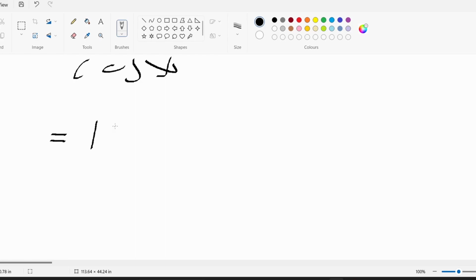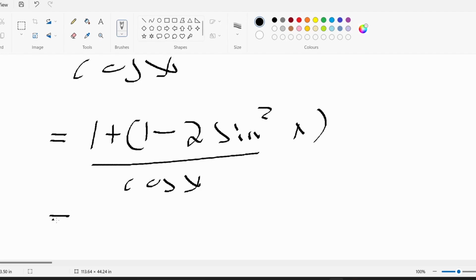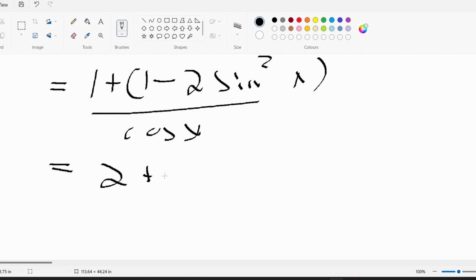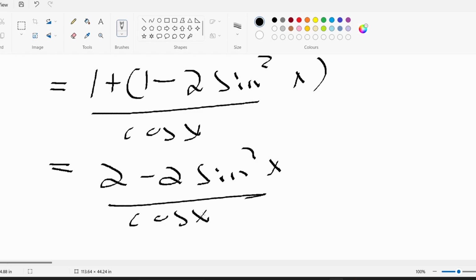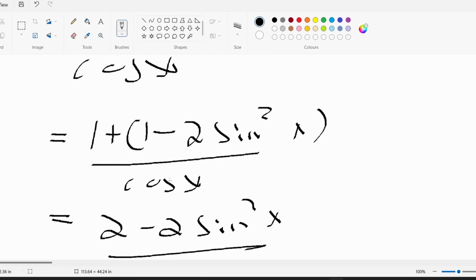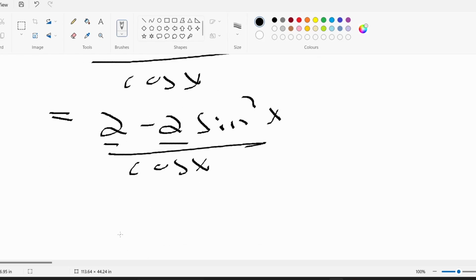The other way of doing it is just rewriting it. Let's use the sine one: 1 minus 2 sine squared x, over cos x. It's just going to equal 2 minus 2 sine squared x over cos x. Now I want to turn this into cos, and I know that both of these share 2, so I'm going to try factoring.